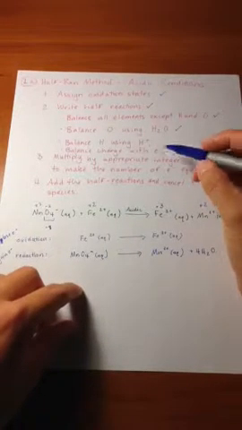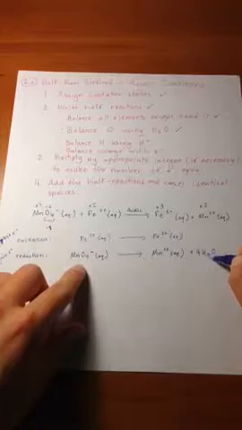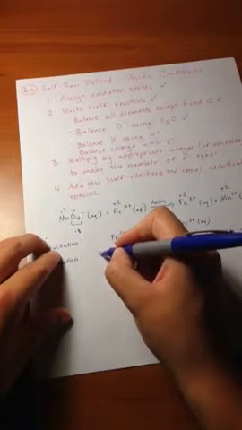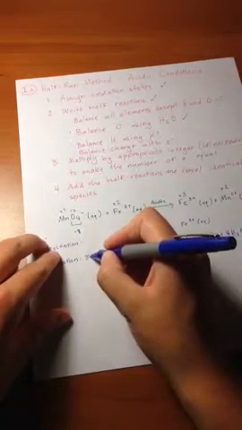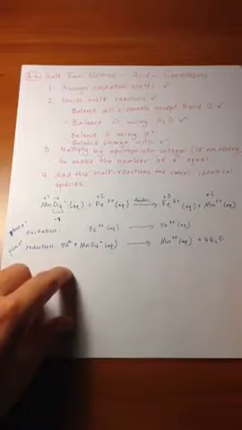Okay, now let's balance the hydrogens using H+. So here we have 8 hydrogens, so we're going to need to add 8 protons, or H+, to the opposite side.